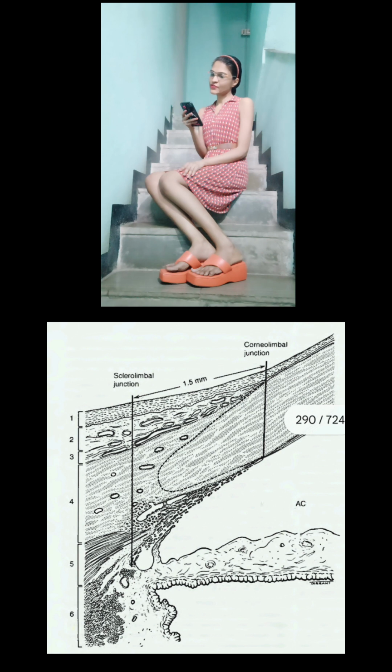AC stands for anterior chamber. The histologist's limbus is denoted by a dotted line, the pathologist's and clinician's limbus by solid lines. The corneolimbal junction is demarcated by the most central extent of the marginal arcade of vessels. The landmark for the sclerolimbal junction is not visible clinically but corresponds to the tip of the scleral spur.